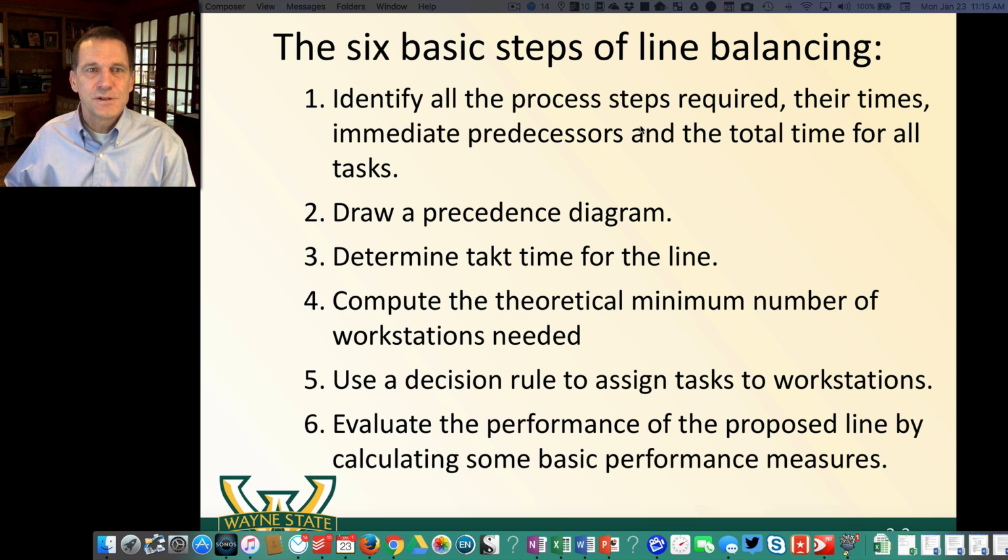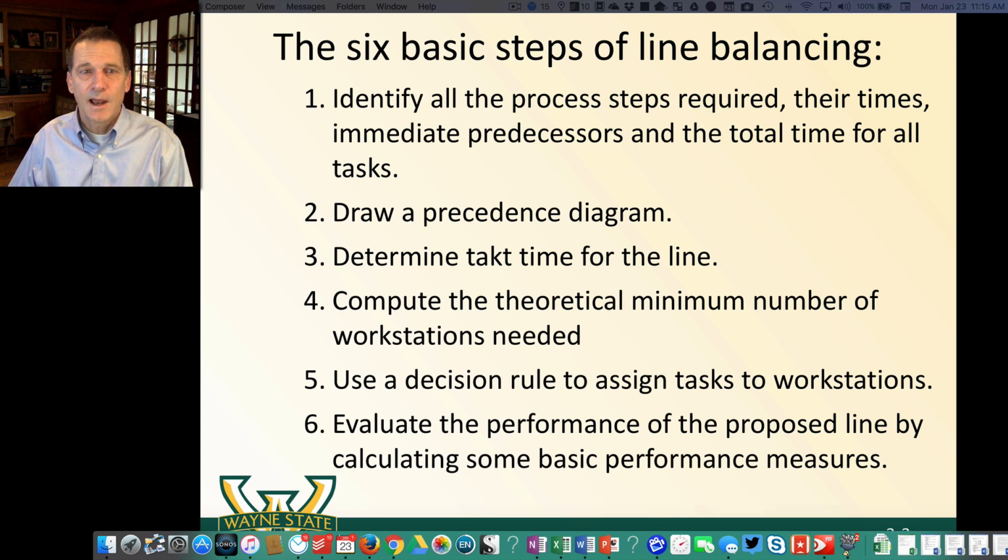Okay, the 6 steps of line balancing. Number 1, we have to identify all the process steps required, their times, their immediate predecessors, and the total time for all the tasks. And we're going to do that in an example. We need to create a precedence diagram. We're not going to draw one here, but I'm going to show you one from the text.